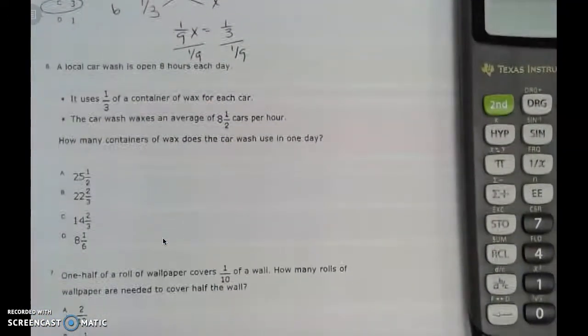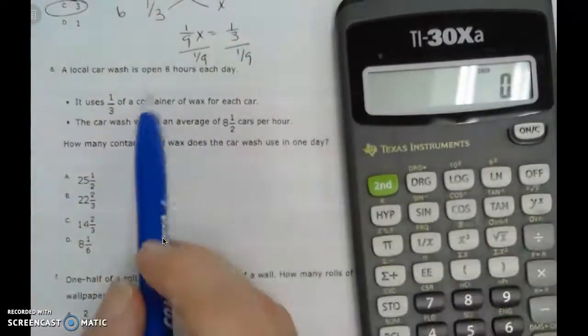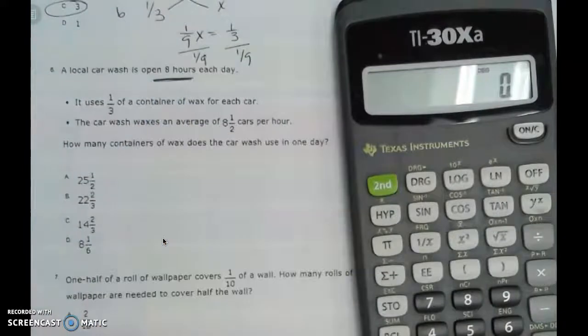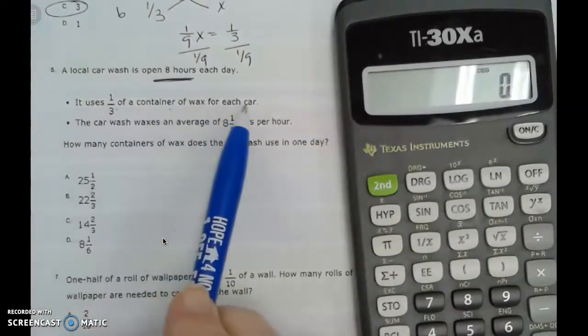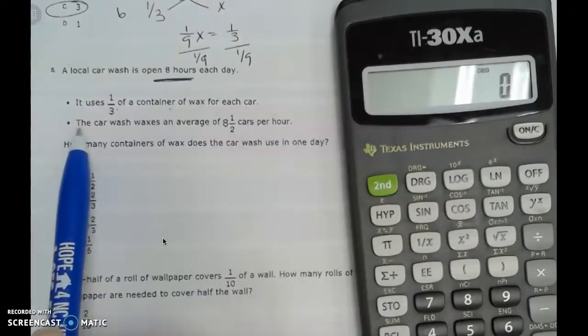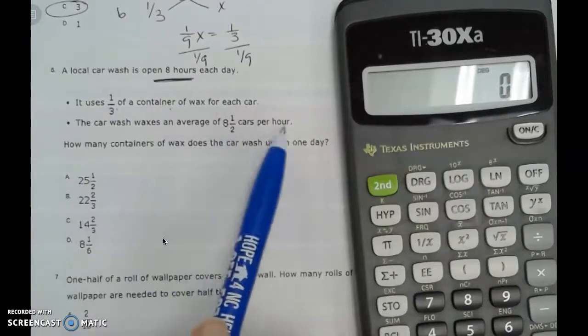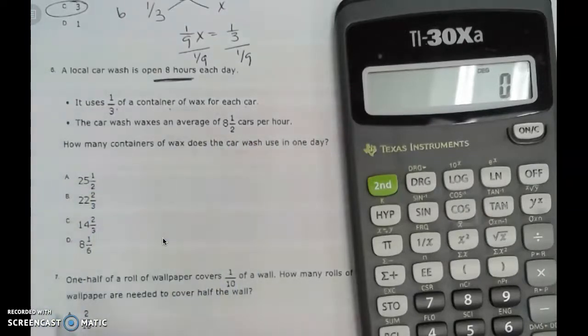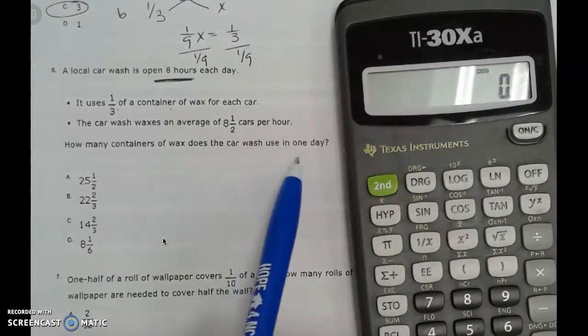Now this one's a little wordy. Got a lot of different things going on in this problem. It says we got a local car wash is opened 8 hours each day. Okay, it uses 1/3 of a container of wax for each car. So it doesn't need a whole container for one car. All right. The car washes an average of 8 1/2 cars per hour. How many containers of wax are going to be needed for one day?